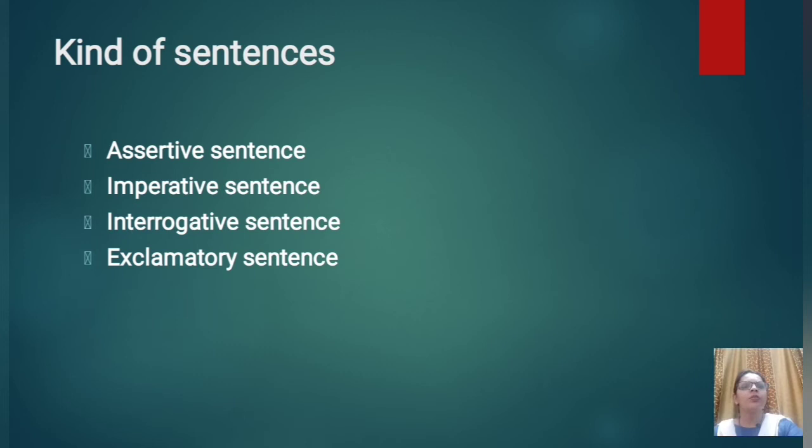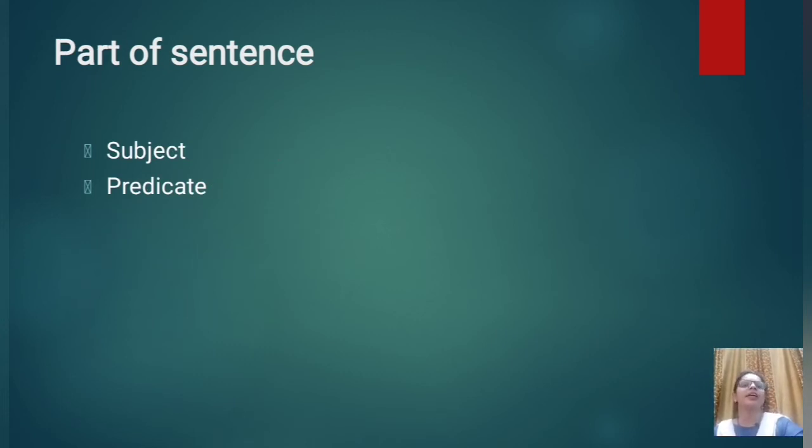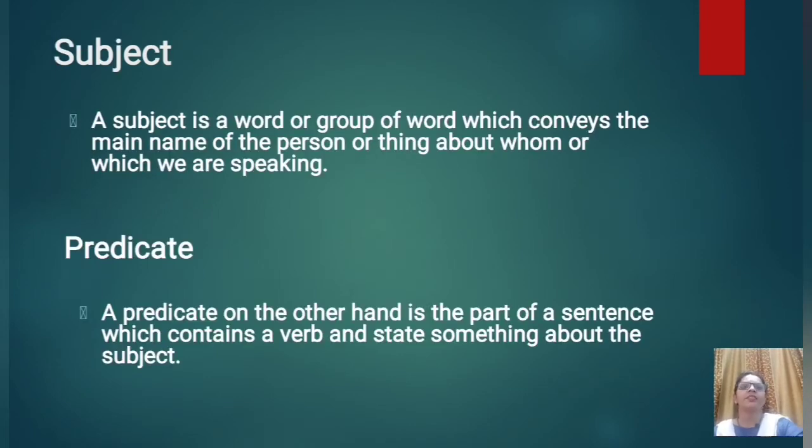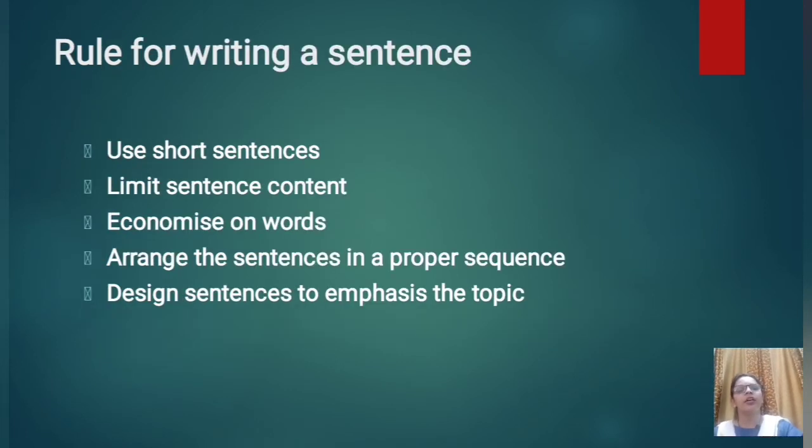Okay, now next is parts of a sentence. There are two parts of a sentence. First is subject, second is predicate. Subject: a subject is a word or group of words which conveys the main name of the person or thing about whom or which we are speaking. Predicate: a predicate, on the other hand, is the part of the sentence which contains a verb and states something about the subject.